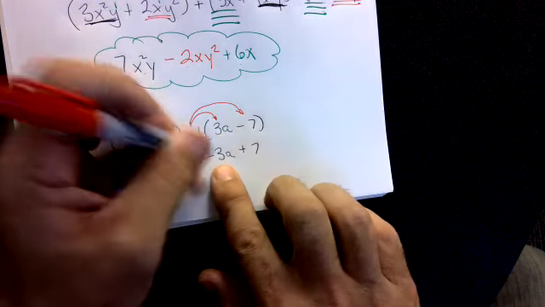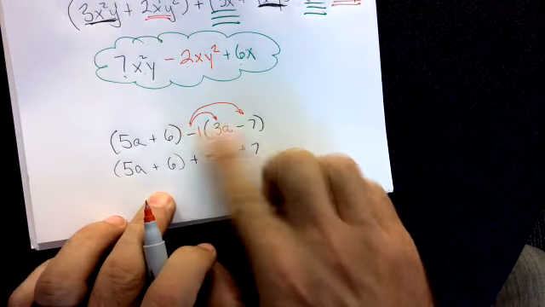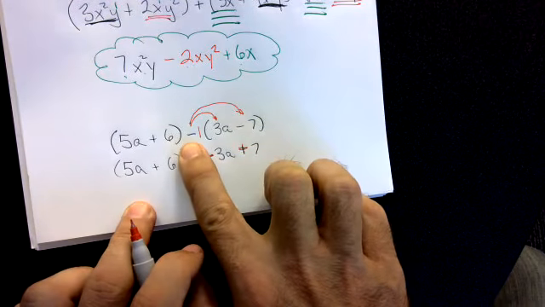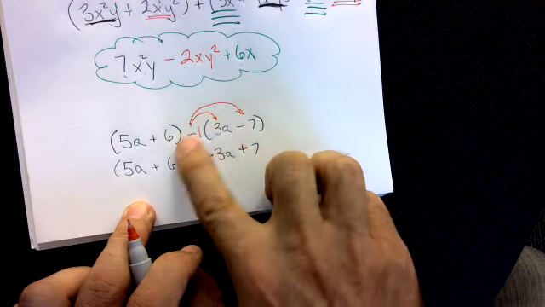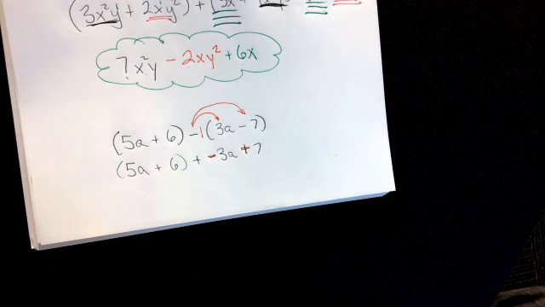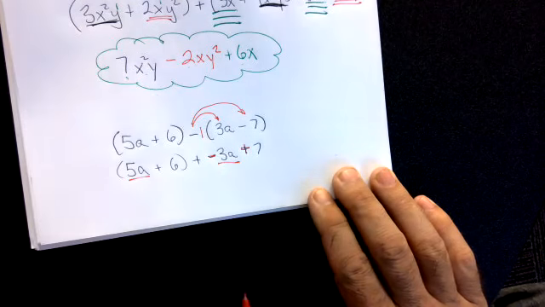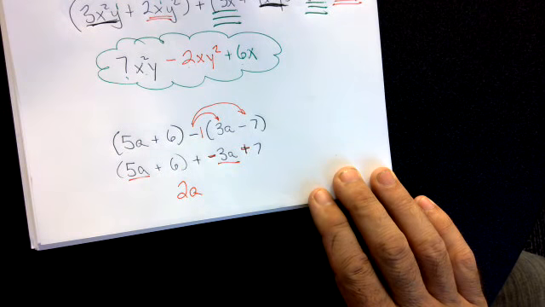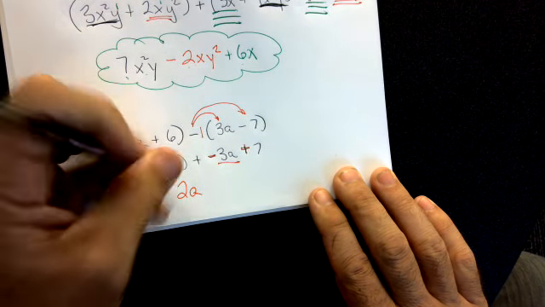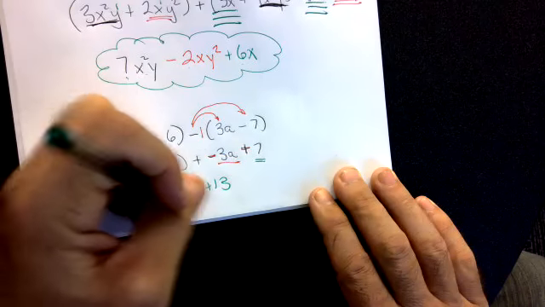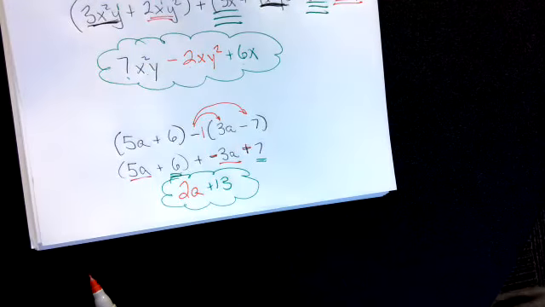Negative 1 times 3a becomes a negative 3a. Negative 1 times negative 7 becomes a positive 7. So when you subtract a quantity, you have to distribute that subtraction. Then when we combine our like terms, 5a plus negative 3a would give us 2a. And then 6 plus 7 would be 13. And again, we can't combine the 2a and the 13 because those are different.